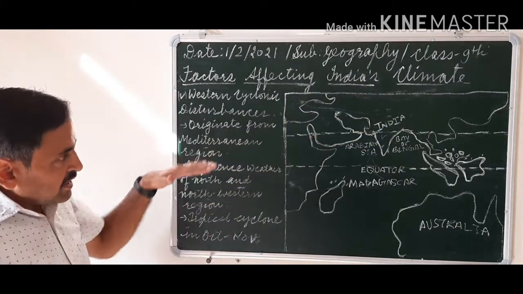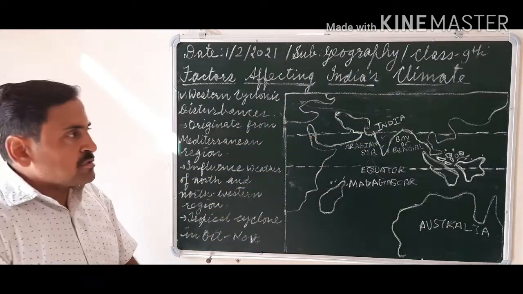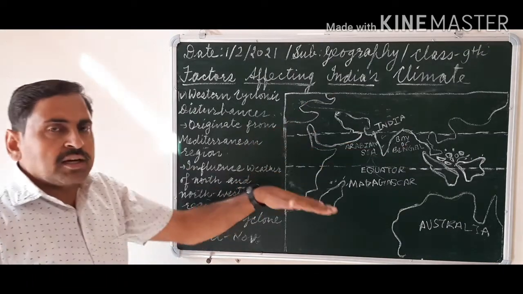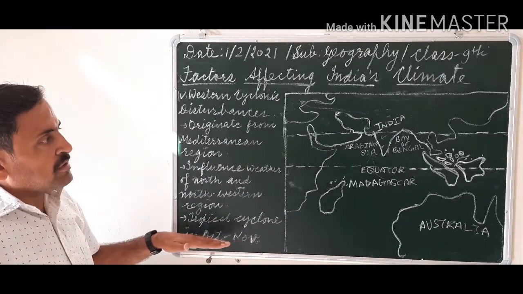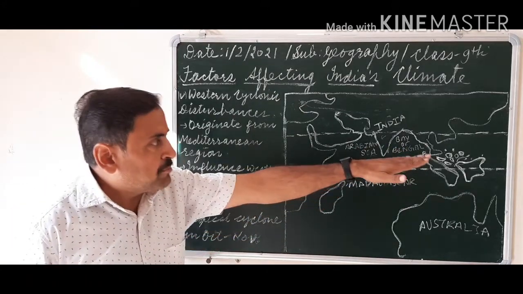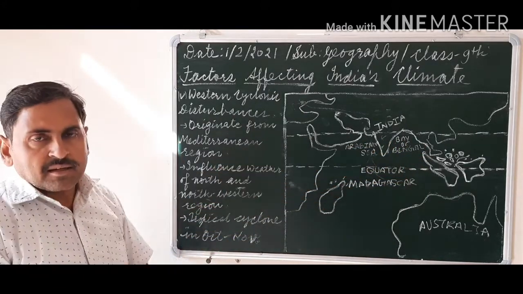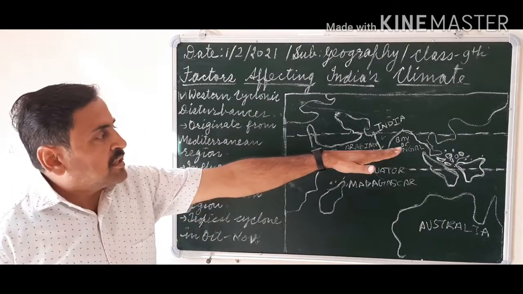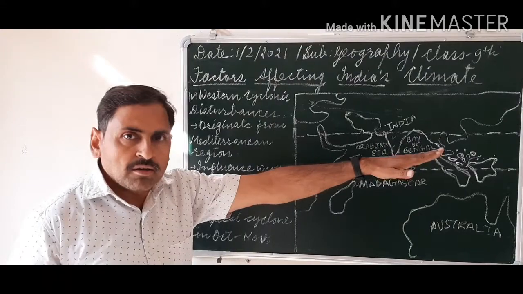Then there are tropical cyclones which generally take place during the monsoons and also during the months of October, November in the Bay of Bengal and the Arabian Sea region. Most of the cyclones originate in the Bay of Bengal region.